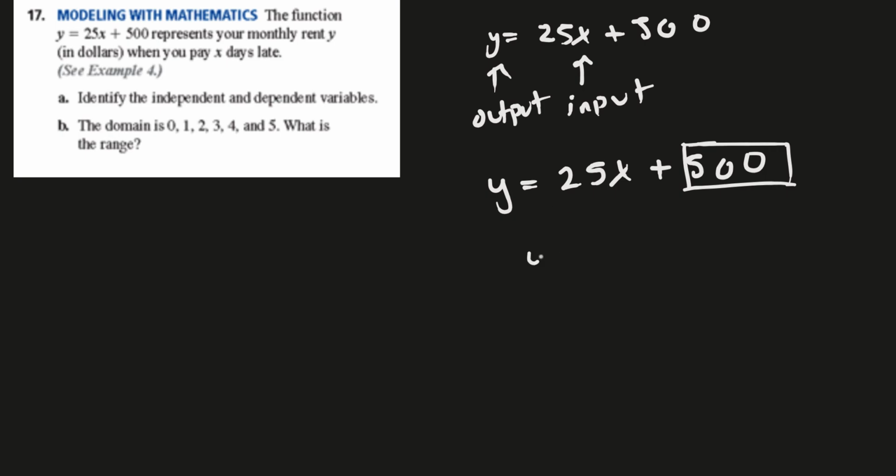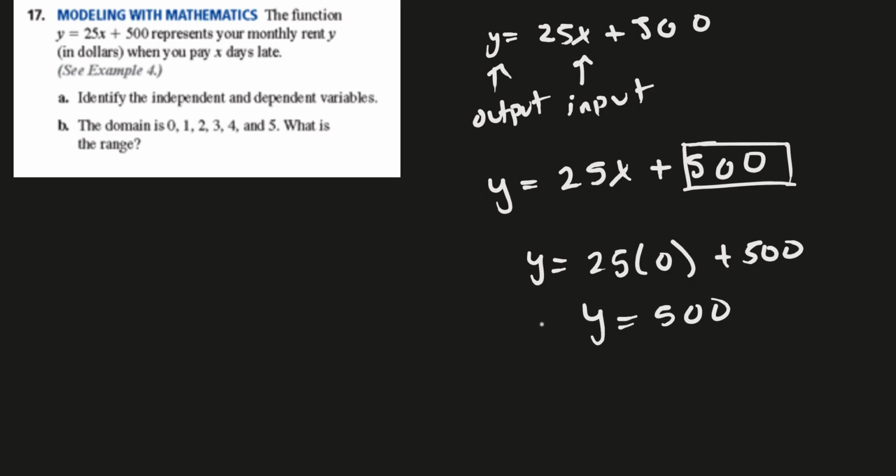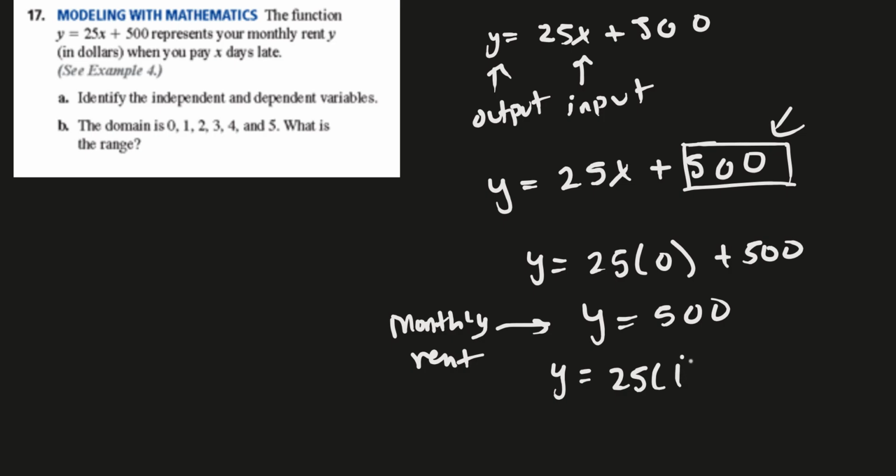So if you plug in 0 into this function here, then you get y is equal to 500. So your monthly rent is literally just 500. This is your monthly rent, as you can see over here. And if you do one day late, it's 25 times 1 plus 500. y is equal to 525. So this is 1 day late.